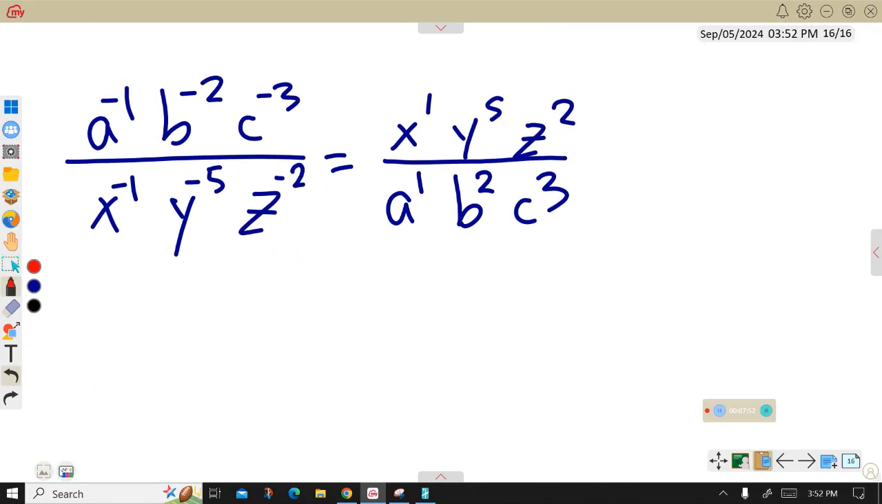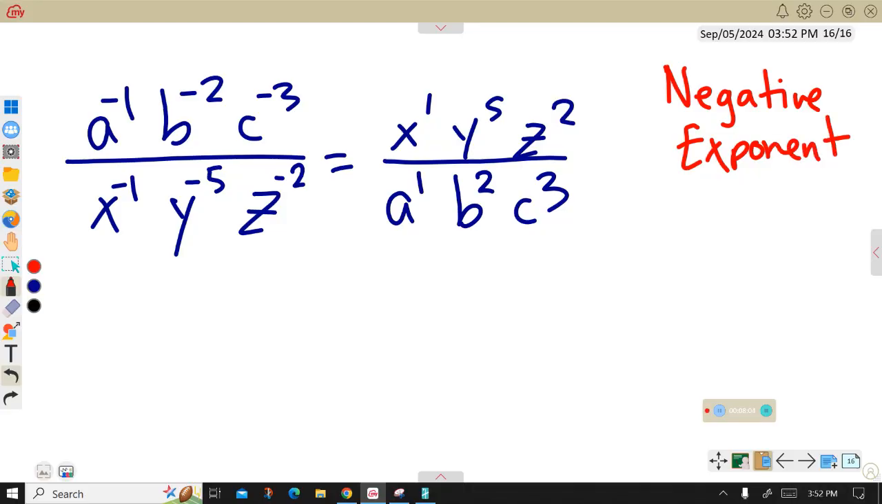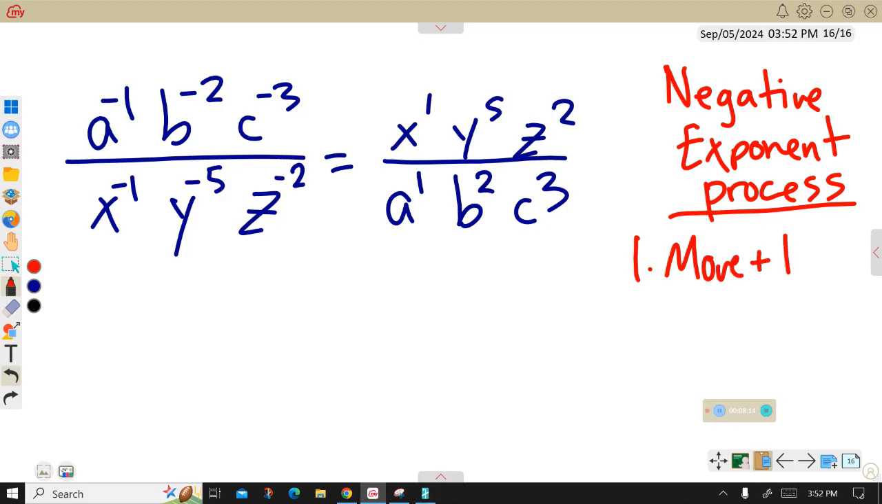When you have a negative exponent, that means you're going to have to move and flip. So let's put a little negative exponent process, for lack of a better word right now. So the first thing that I tell everybody, move and flip.